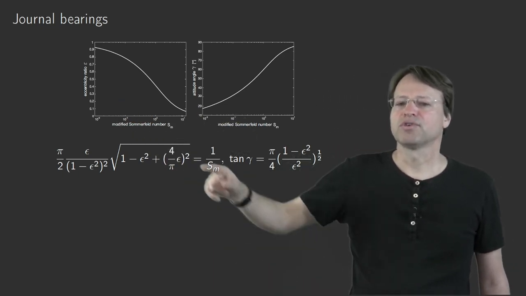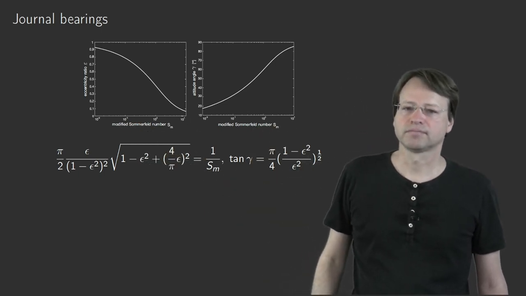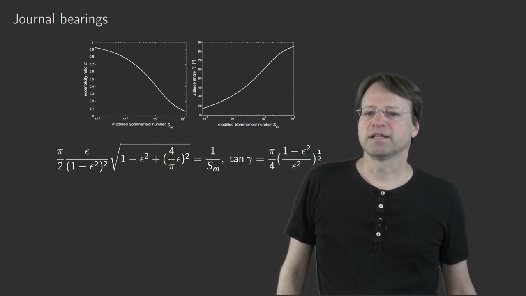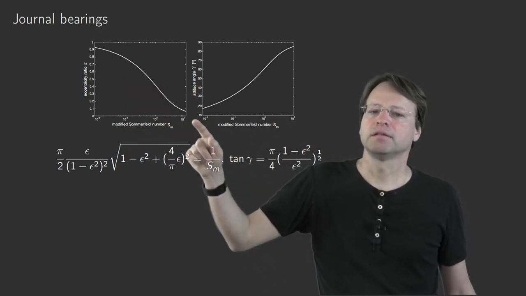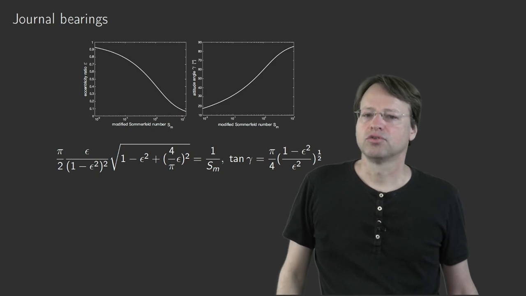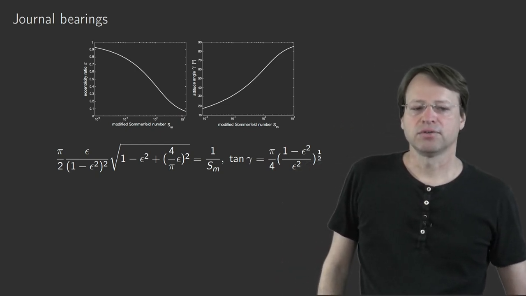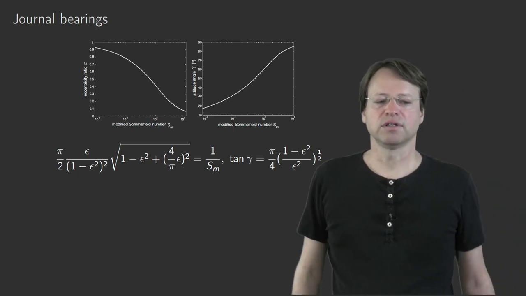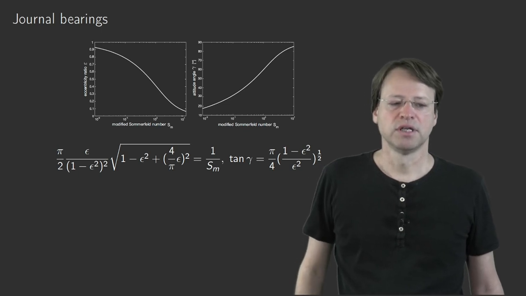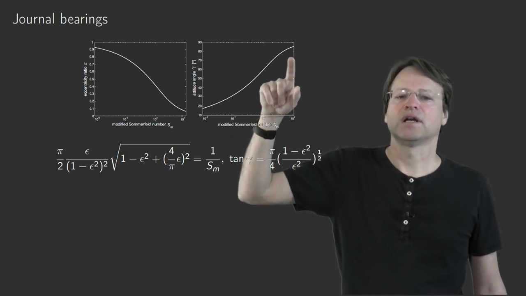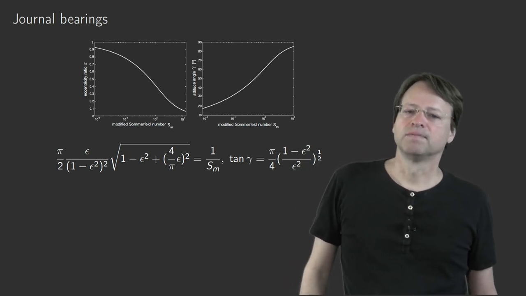So for low modified Sommerfeld numbers, you will get an eccentricity ratio that is close to 1. And then this eccentricity ratio drops down close to 0 here. For the attitude angle, the behavior is different. So we start at low angles for low modified Sommerfeld numbers, and we go up to very high values for high modified Sommerfeld numbers.